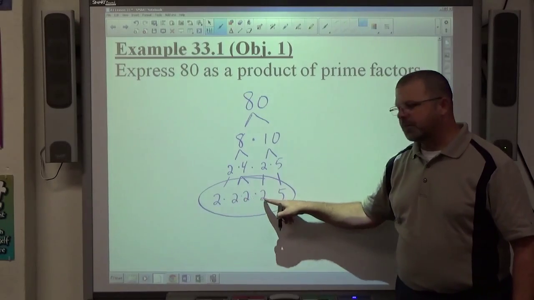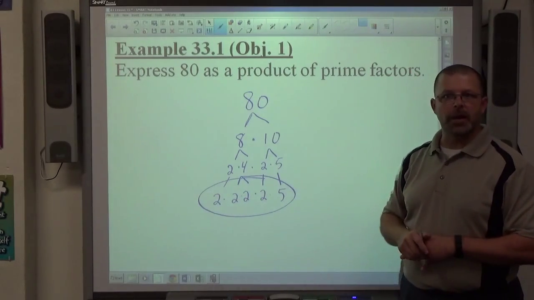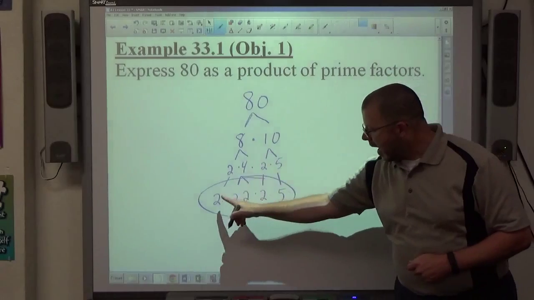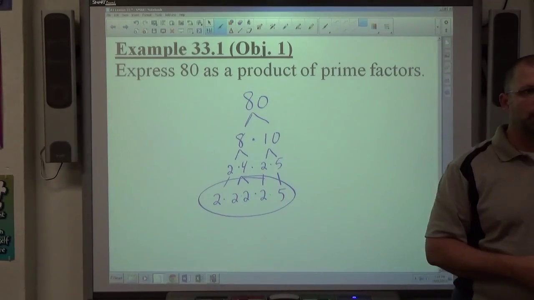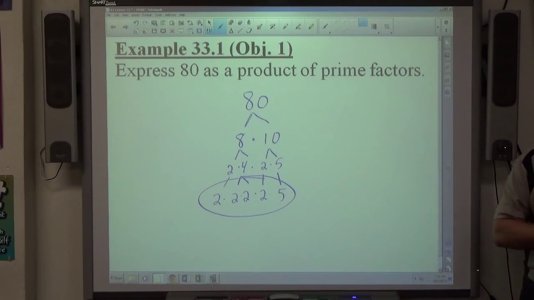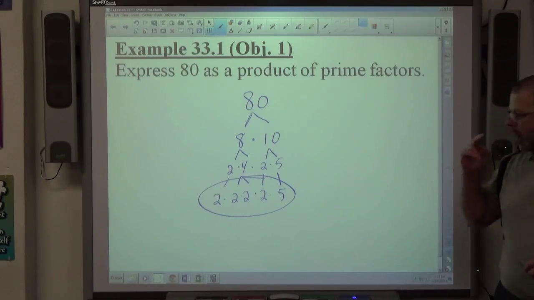Factor, factor, factor, factor, factor: things being multiplied together to make a product. Okay? And 2, 2, 2, 2, and 5 are all prime numbers. So we've got our list of prime numbers there on our sheet, so we can verify that all those numbers we have there are prime.